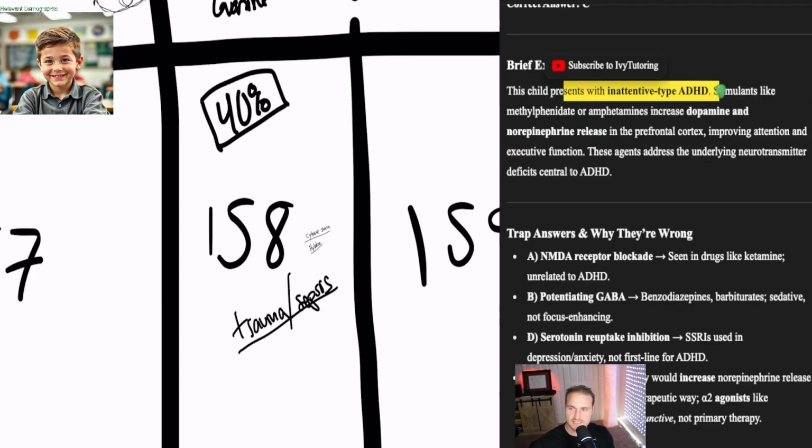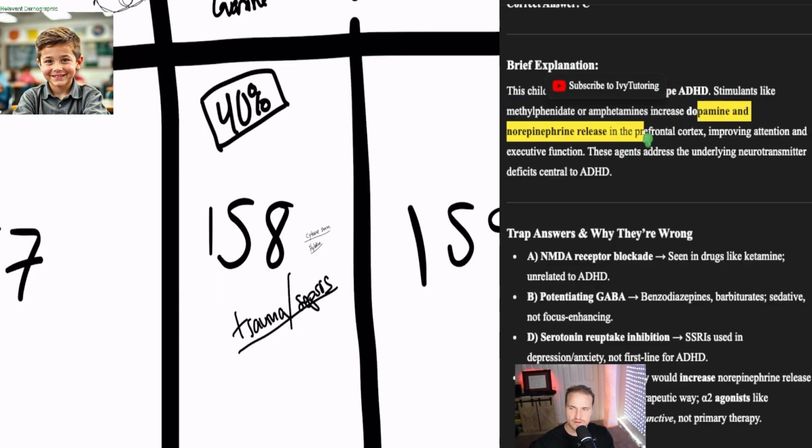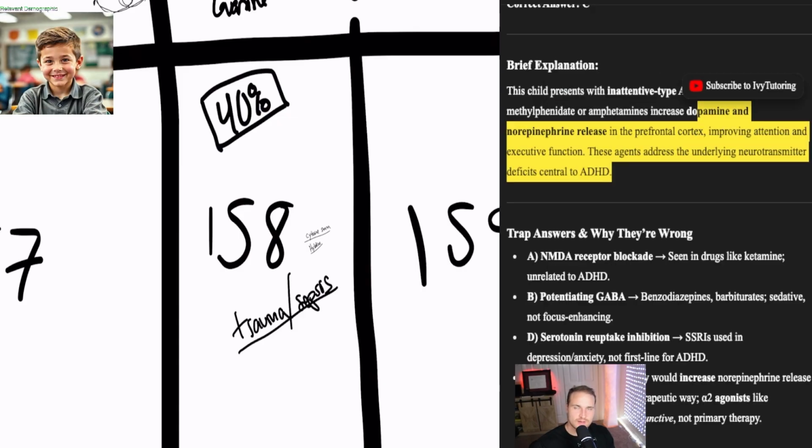So she has inattentive ADHD. So you give her a stimulant and it increases dopamine and norepinephrine release in the prefrontal cortex. So inattention with hyperactivity across settings during childhood, the first-line stimulant would be methylphenidate or amphetamine salts. These increase the presynaptic release of dopamine and norepinephrine, and also improve attention. The reward processing is dopamine, the attention is norepinephrine.